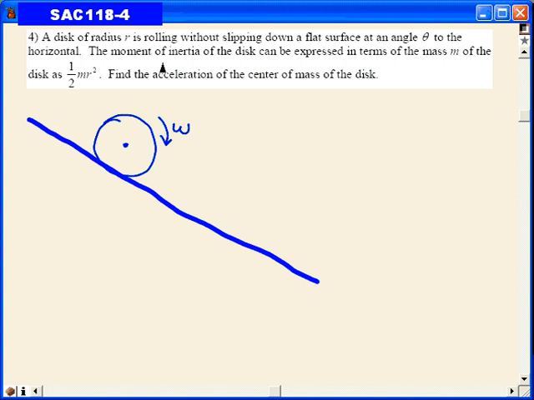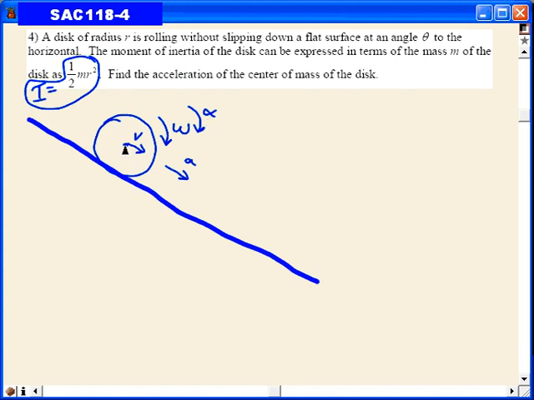It's rolling without slipping. And we've got an expression for the moment of inertia, I, of the disk, and we want the acceleration of the center of mass of the disk. So the disk, while it's rolling without slipping, is going to be moving, and it's clear that it's got some acceleration, since that's what they're asking for, but also because it's rolling without slipping down the incline. And corresponding to that, we're going to have some angular acceleration as well.